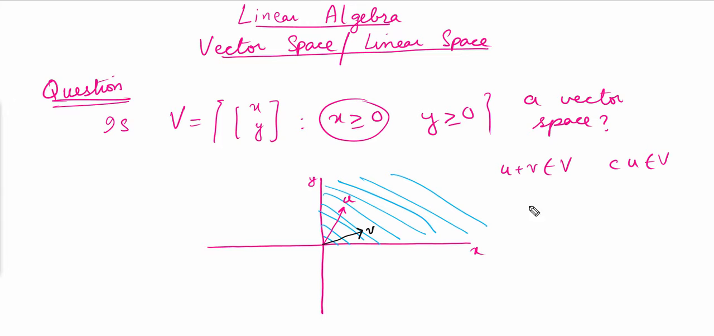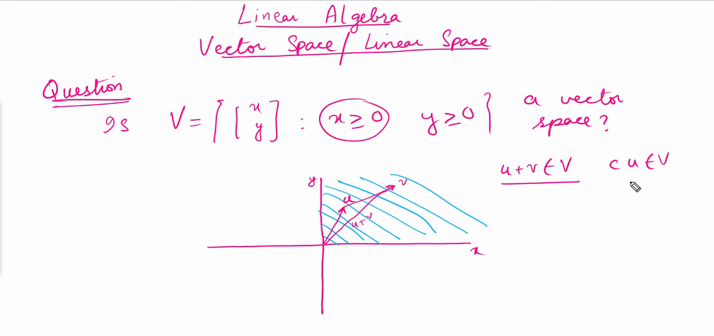If we add these two vectors, we will get the answer in the vector space. Let's suppose we add them by using the head to tail rule. So this is u, so I'll put this v on the head of u. This will be my resultant vector. So this is u plus v. As you can see, this u plus v is in the shaded region. It means that it satisfies this condition.